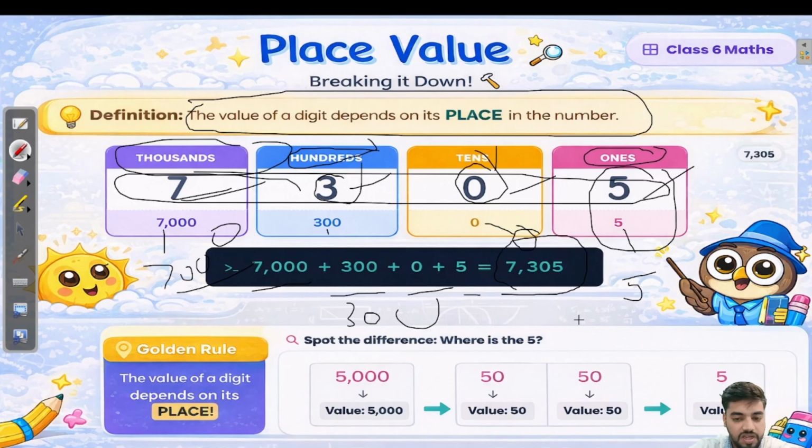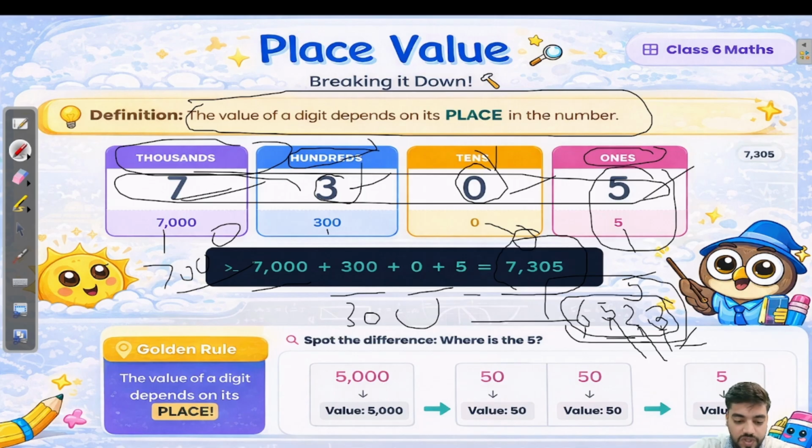It's the same for all numbers. If we have the number 6523, you can say that 3 is at the unit or ones place, 2 is at the tens place, 5 is at the hundreds place, 6 is at the thousands place. So 6's value is 6000, 5's value is 500, 2's value is 20 and 3's value is 3. When we add all these, we get 6523.